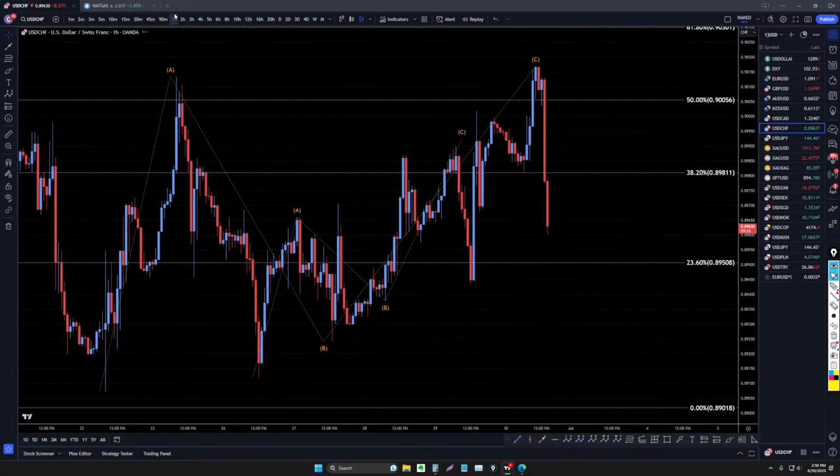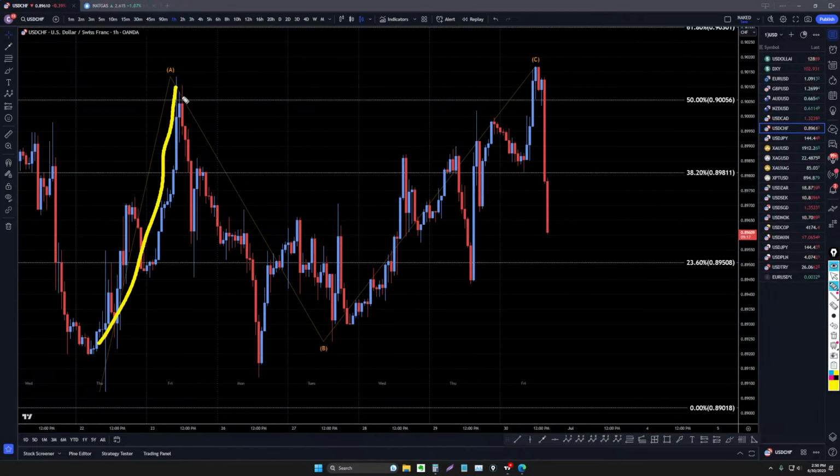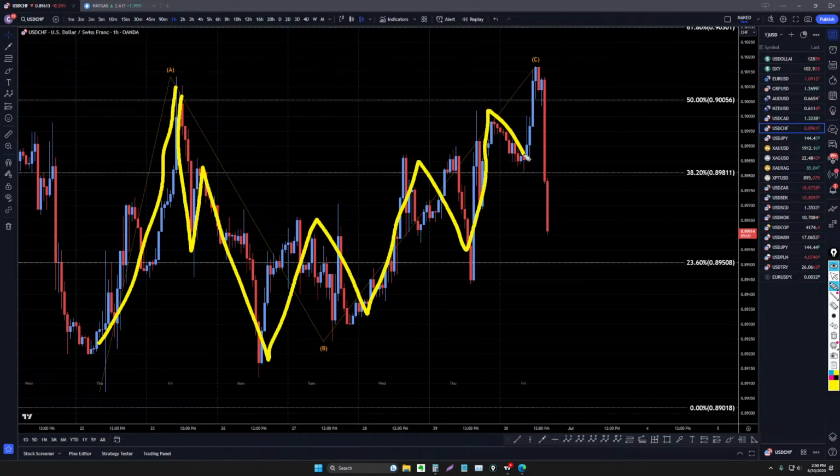Going down to the 1 hour time frame. Nope, I got too many ABCs here. There we go, get rid of that one. Going down to the 1 hour time frame, looks like an A. It's kind of hard to say where the B is. The B is probably actually right there, and then this is like a 1, 2, 3, 4, 5, 6, 7 wave uptrend to the 50%.